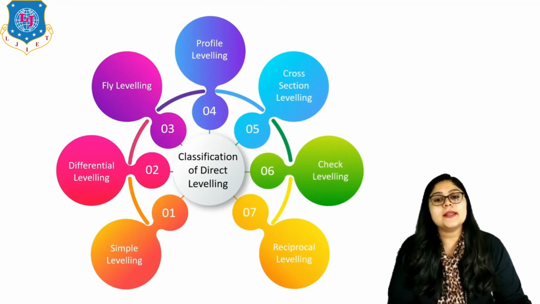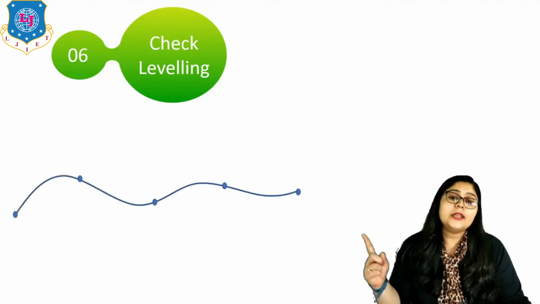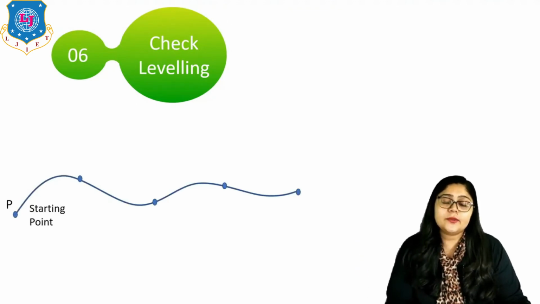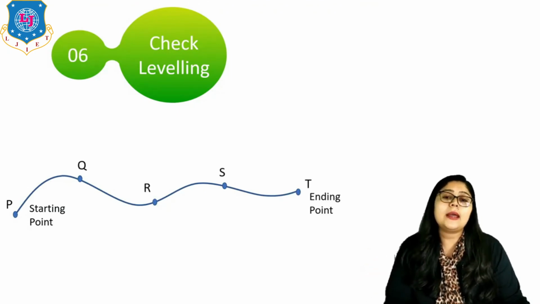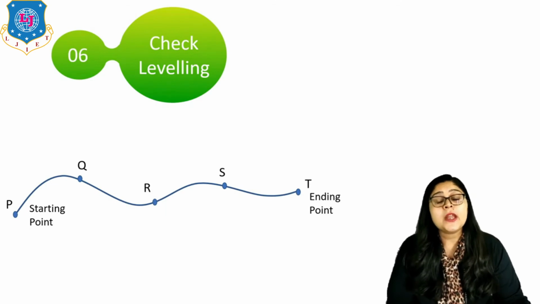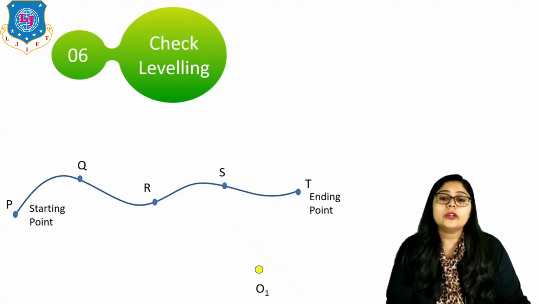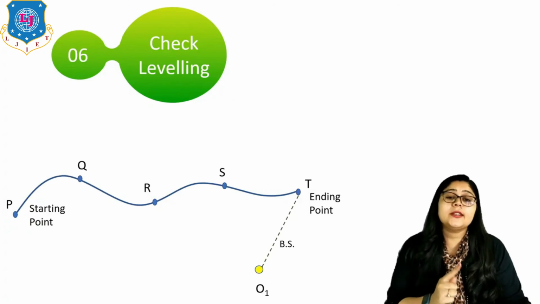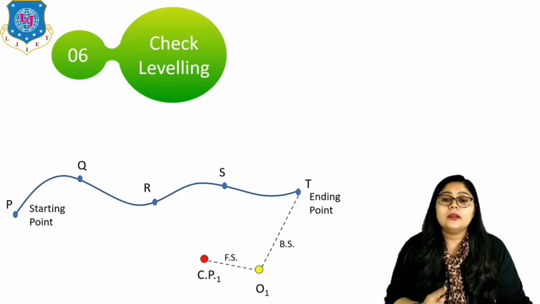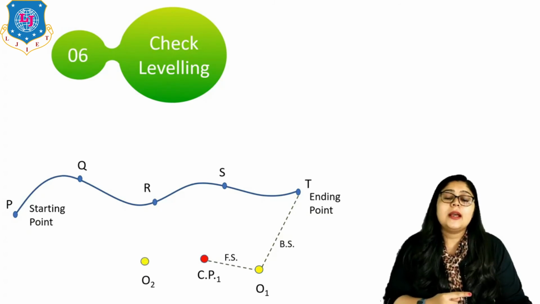Now let's understand the sixth one, check leveling. So what is check leveling? Generally here you can see on screen these are the points where P is the starting point and T is the ending point. It means Q, R and S are the intermediate points. Now if I want to check that all the readings are correct or not, for that I am taking one setup through which my first reading is known as the BS, and if required I change my setup and that changing setup is known as the FS.